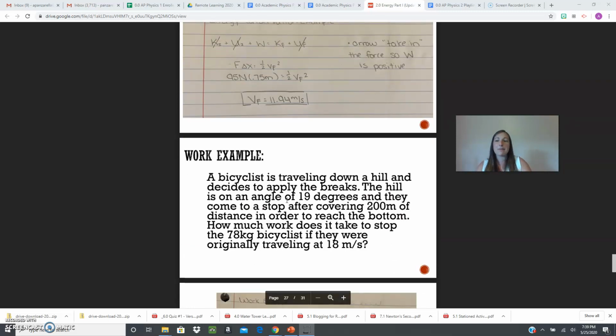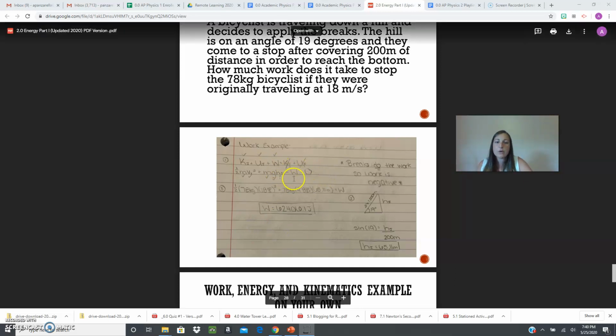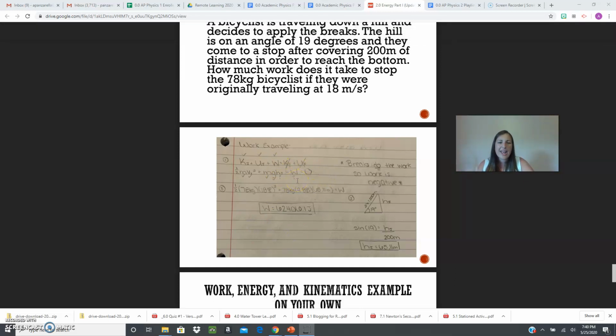Now, the next problem is a little bit more challenging because it involves multiple steps, but notice still that my step one is the same. So I start with my line one, Ki plus Ui plus work is equal to Kf plus Uf. I say, all right, what do I know? What do I need to find? Well, I know that I'm trying to solve for work. Notice that it is negative because the work is being done by the brakes.